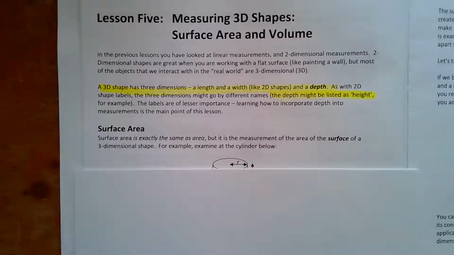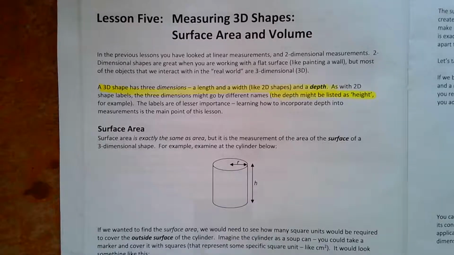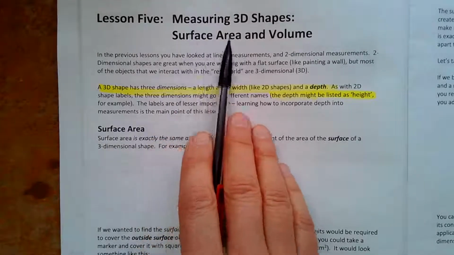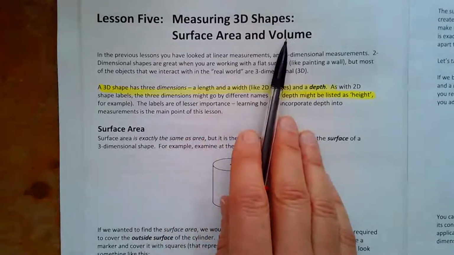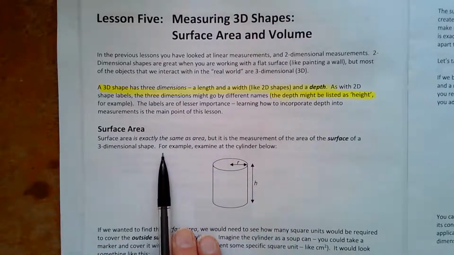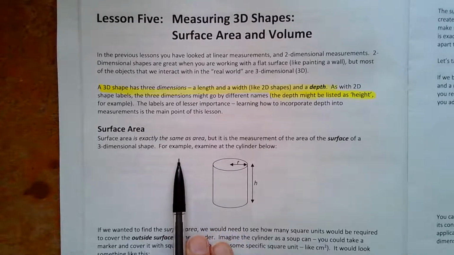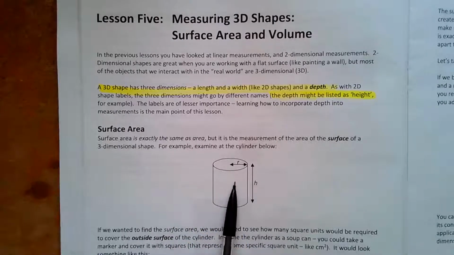So again, now we're going to talk about the surface area of common shapes. We've got our 4 common shapes that we're talking about, but in a 3-dimensional manner, I suppose. Let's just talk about surface area a bit more. And once again, I'm just going to talk about surface area today. I'm going to leave volume till next week. So surface area is exactly the same as area, but it's the measurement of the area of the surface of an object, a 3D object.